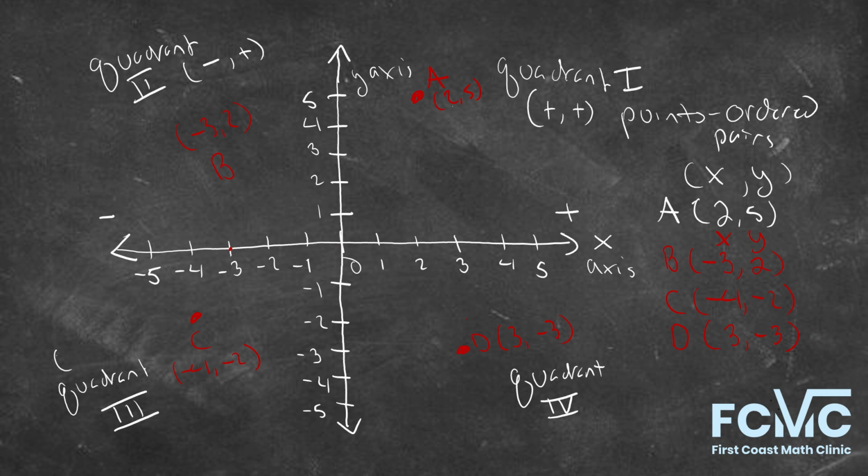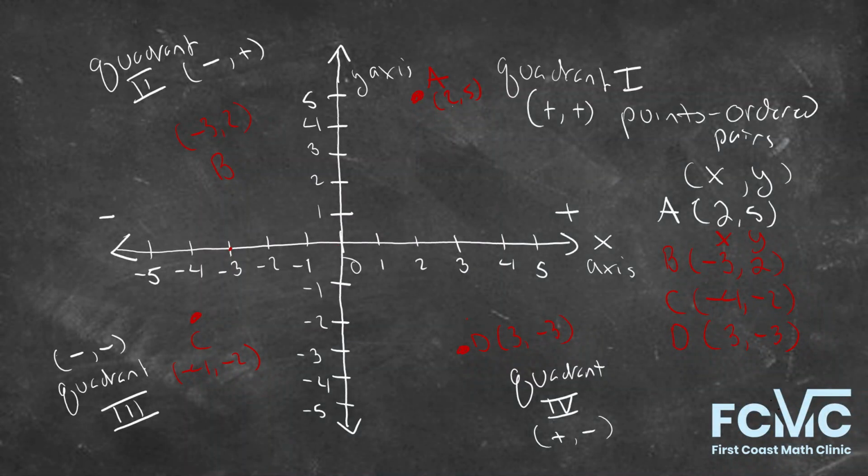So all the points in quadrant 3 are going to be negative, negative. And point D is in quadrant 4. 3, -3. It's positive, negative. So all the points in quadrant 4 are going to be positive, negative. So if you see that sign combination, we could determine what quadrant the points are going to be in.